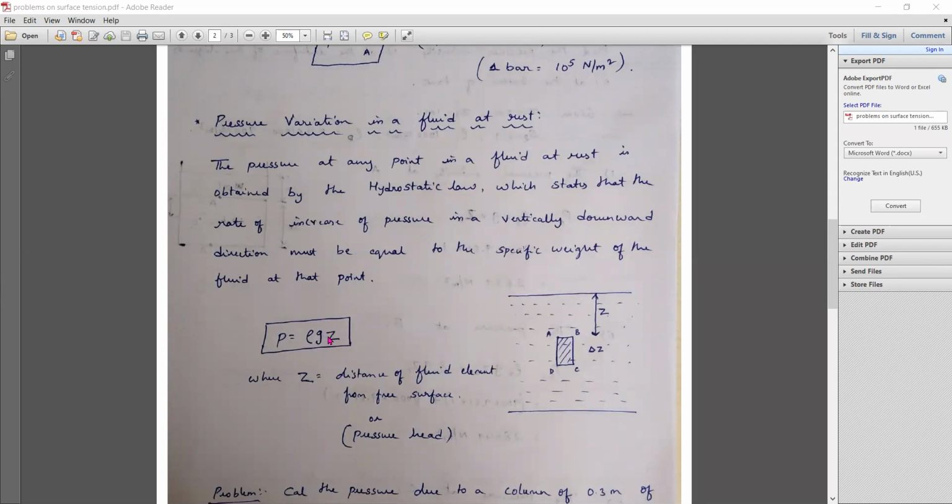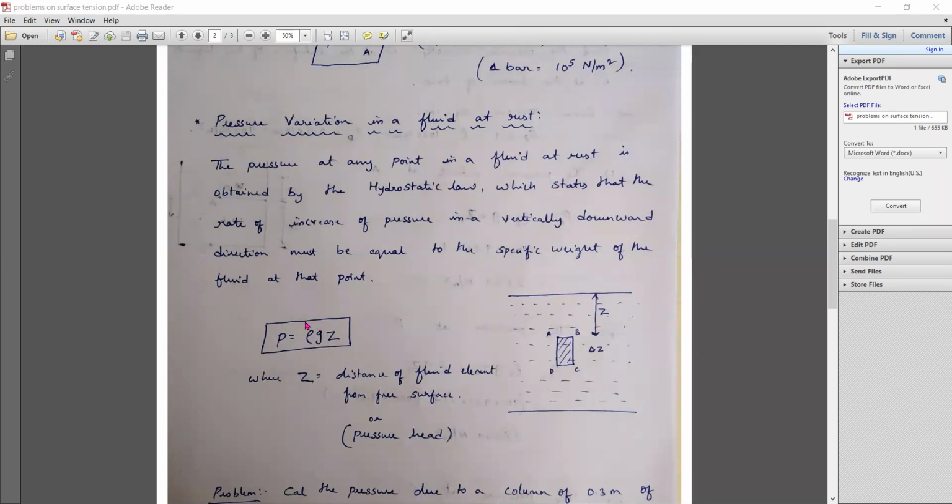That is density into g into h. So P equal to rho g h is the formula actually. Z means also the same, denoted by h or Z. So pressure is equal to rho g h in terms of static fluid head, that is, in terms of how much height. So remember this formula, P equal to rho g h.